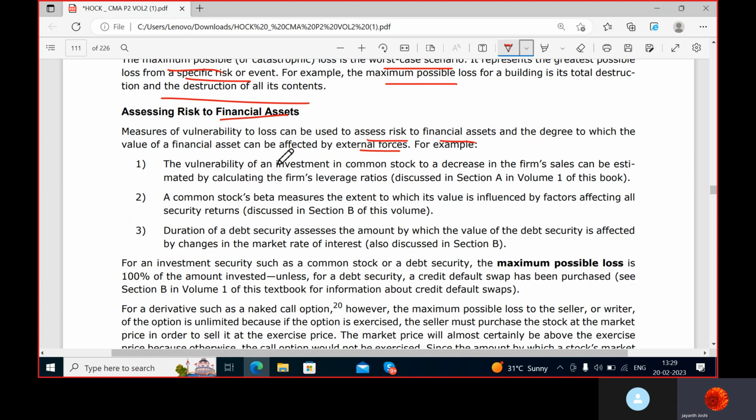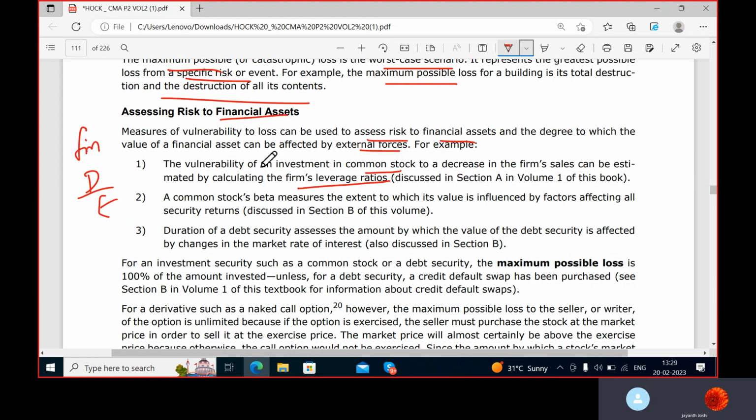For example, the vulnerability of an investment in common stock. See, common stock is a very risky one. It is the riskiest investment you make, correct? So the vulnerability of an investment in common stock to a decrease in firm sales can be estimated by calculating the firm's leverage ratios. So, if you are investing in common stock, what is the formula for leverage ratio? Debt by equity. That's the formula.